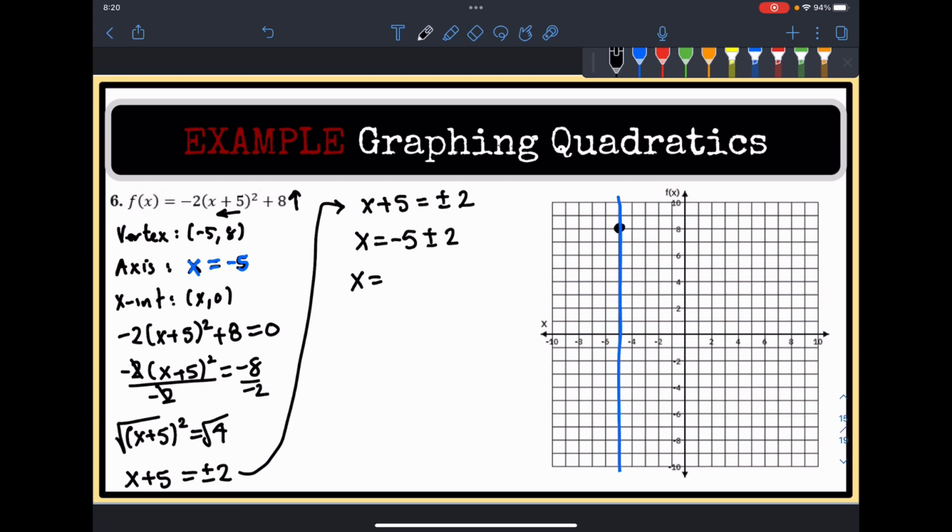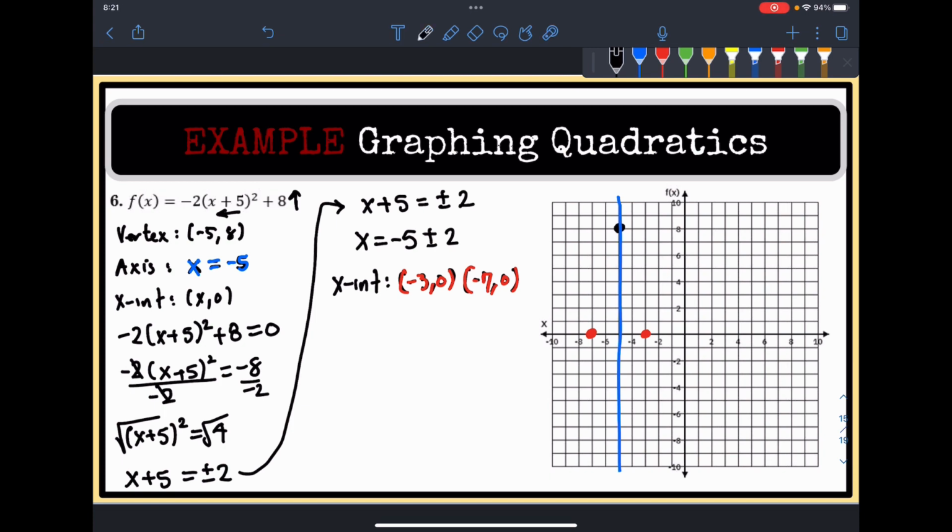The first possibility is that if I add -5 with 2, that's -3. So (-3, 0). Second possibility is if I subtract 2 from -5. So -5 minus 2, that's -7. So (-7, 0). And we're going to do this in red. So let's plot both of these. And again, look at our axis of symmetry. Notice how this red point and this red point are symmetrical to each other. They're both 2 units away from the axis of symmetry.